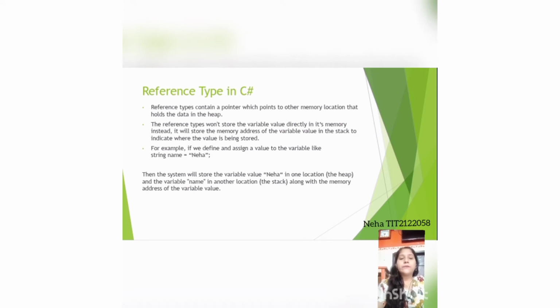Examples of reference types include string, array, object of classes, etc. To create a reference type in C#, you can take advantage of these keywords: class, interface, and delegate. For example, if we define and assign a value to a variable, which is a string named Neha, then the system will store the variable value Neha in one location, which is the heap, and the variable name in another location, which is the stack, along with the memory address of the variable value.